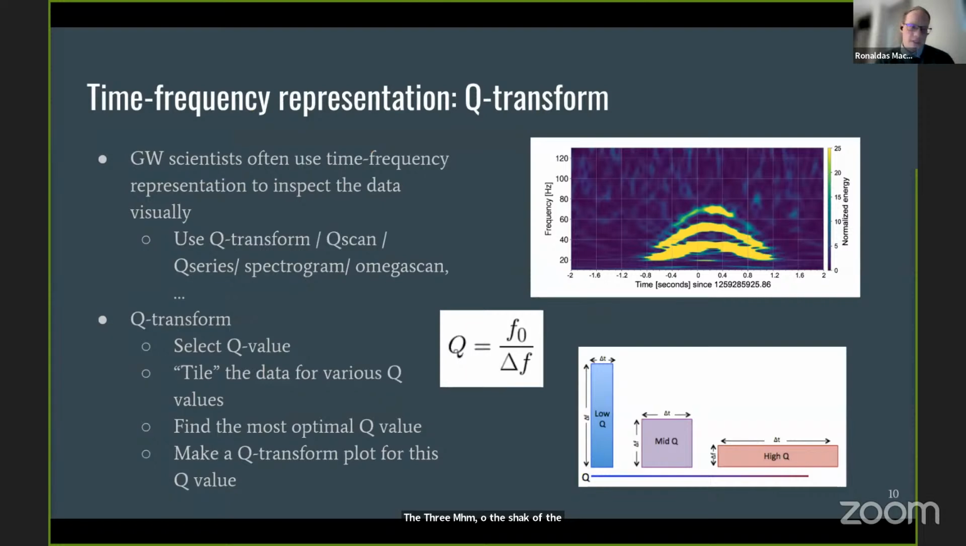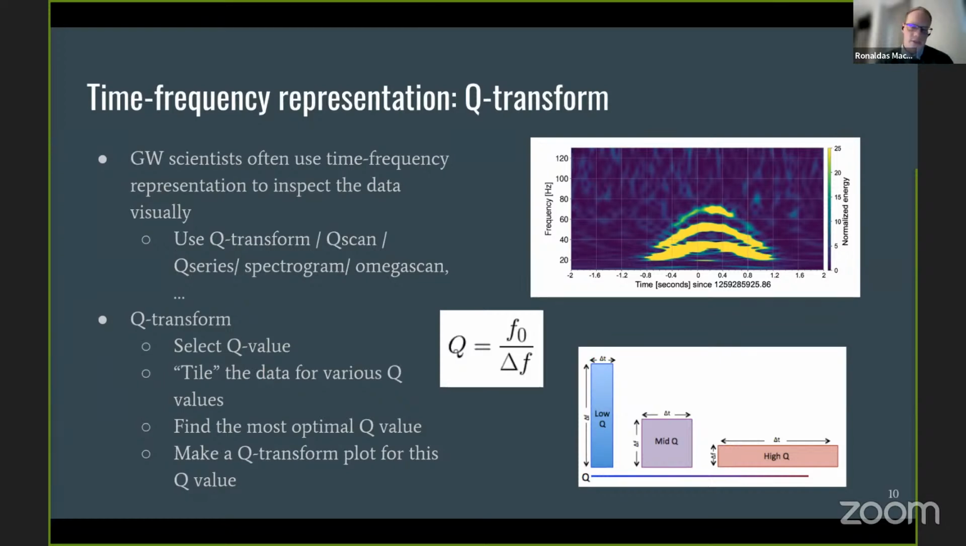What is a Q transform? Firstly, you select a Q value, and Q is defined by this equation, which basically means that you select a central frequency and then divide by the bandwidth. This is a representation of how the Q tiles look. For example, if you have a low Q value, for example 8, then you're good at short duration signals that have huge bandwidth. If you have a high Q value, for example 100, then you have long duration tiles, which are very good for long duration signals like binary neutron star signals.